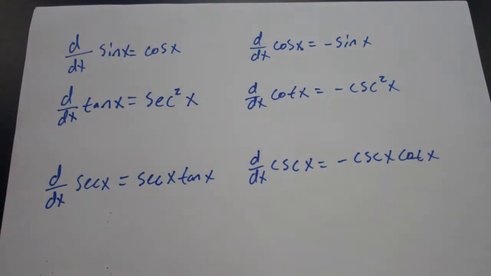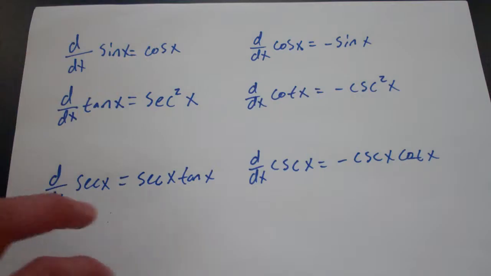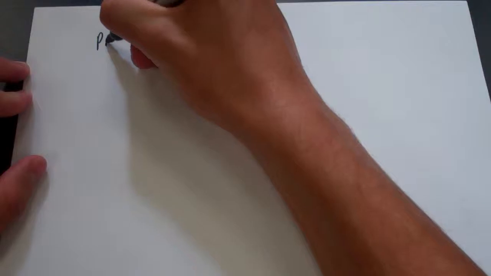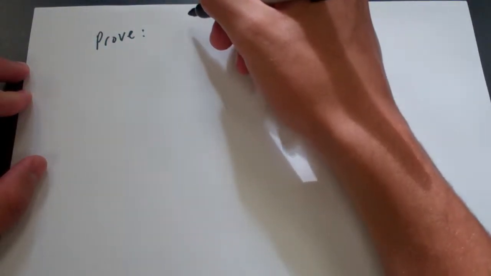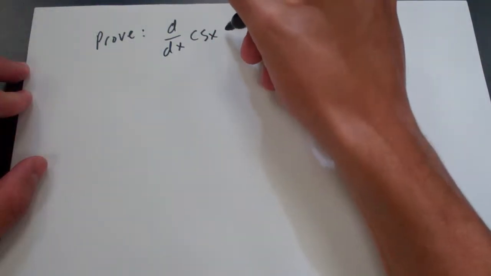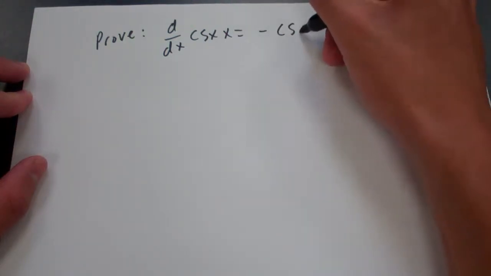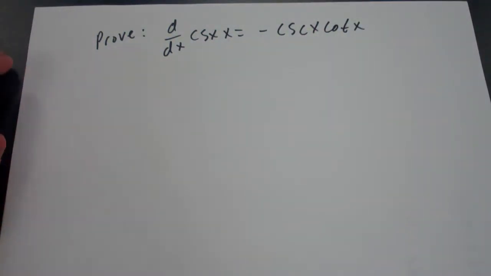And I'm going to actually show you how to find the derivative of a trigonometric function, in case you have to, generically, in case you have to do it on a test. Okay, so let's see. Let's do cosecant x. So I'm going to prove that the derivative of cosecant x is equal to negative cosecant x cotangent x. Okay, and this is actually one of the longer ones, but it's not a problem.